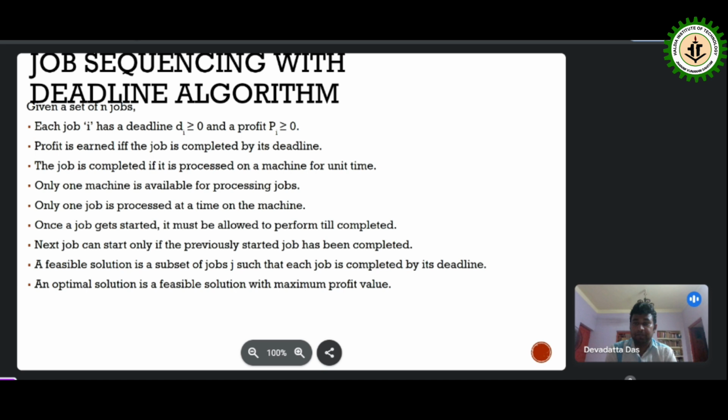The job is completed if it is processed on a machine for a unit time, when the machine is available for processing jobs. Only one machine is available for processing the jobs, and one job is processed at a time on the machine. So one machine performs one job at one time. An optimal solution we have to find by using this method. Okay. What is the optimal solution? The optimal solution means the best possible value. That is also called the feasible solution with the maximum profit value.